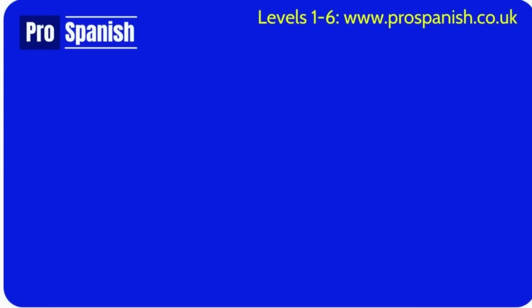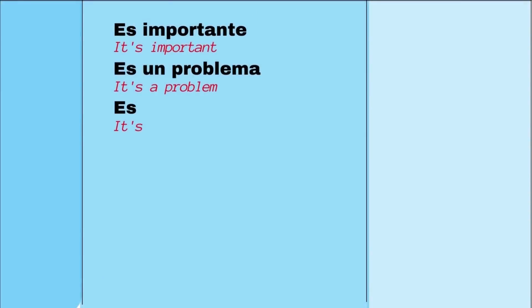Two short phrases to begin with. These are our springboard. Don't worry if you don't see the immediate relevance for you. Es importante and es un problema. Es is it's or it is. So you can probably guess that es importante is it's important. Es un problema is it's a problem. And we'll just put es by itself as well, because we're going to use that later.